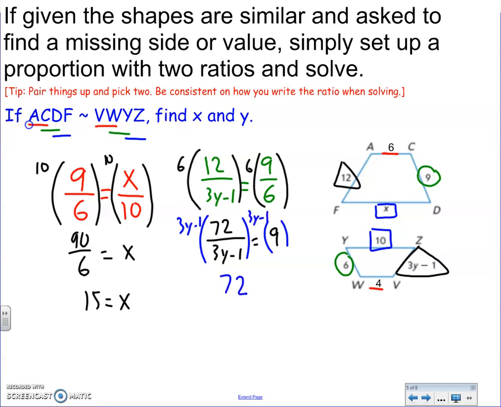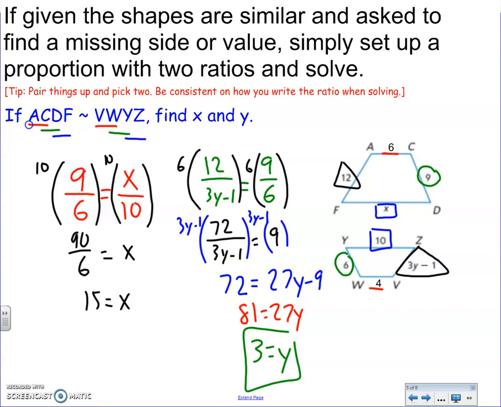This gives me 72. I distribute over here. That's 27y minus 9. I'm going to add 9 to both sides. That's 81 equals 27y. Divide by 27, I get 3 equals y. That's the answer. Found x and y. Alright, so when solving for something missing, you must use 2 pairs, set them equal, and solve.